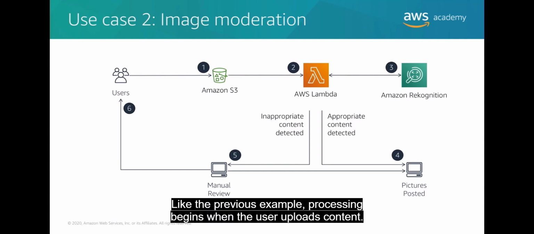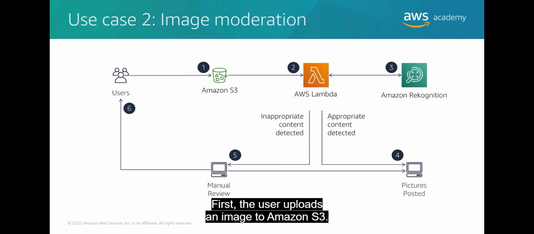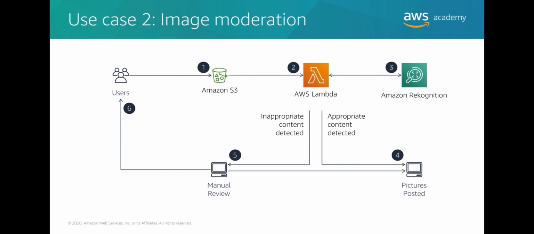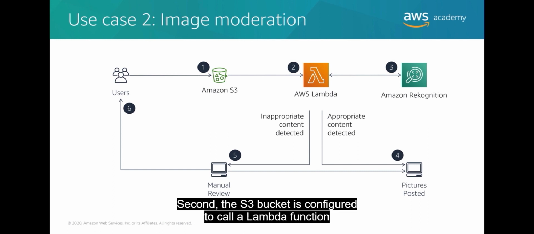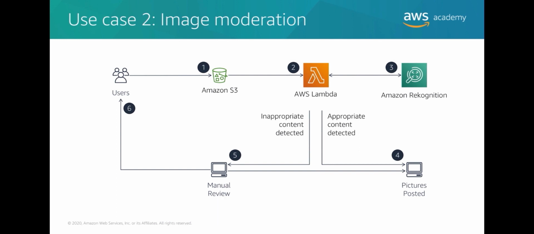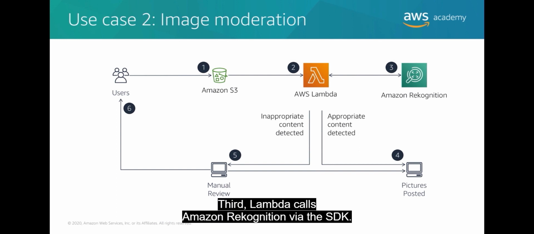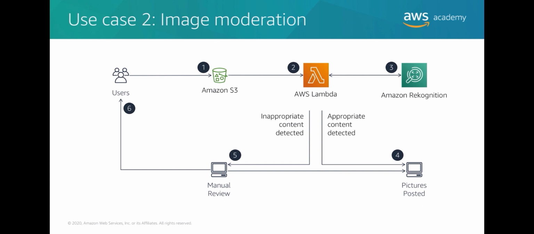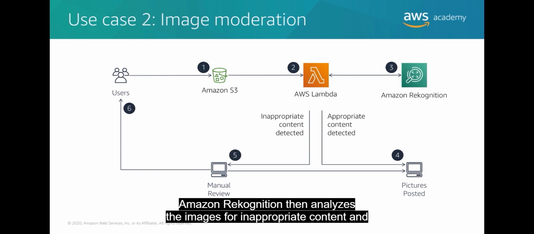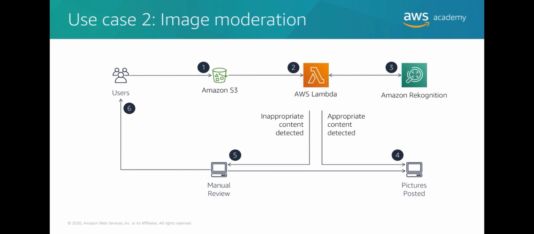Like the previous example, processing begins when the user uploads content. First, the user uploads an image to Amazon S3. Second, the S3 bucket is configured to call a Lambda function when an object is written to the bucket. Third, Lambda calls Amazon Rekognition via the SDK. Amazon Rekognition then analyzes the images for inappropriate content and sends the response back to Lambda.